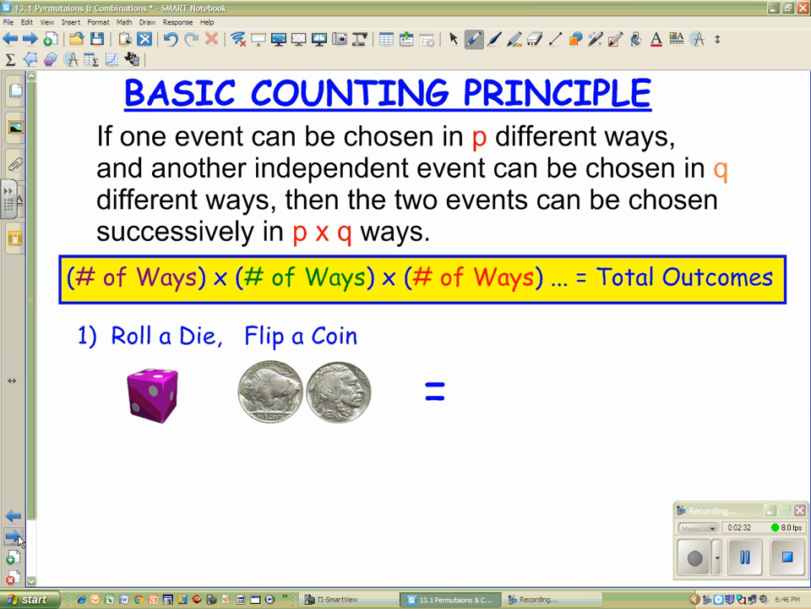Basic counting principle, a very easy and useful method of coming up with how many different ways something can occur. Just like we were talking about with this dice, 6 outcomes for the dice times 2 outcomes for flipping a coin gives us a grand total of 12 outcomes. A very easy principle. Take the number of ways the first event can occur, the number of ways the second event can occur, and if you had more events, the number of ways times the number of ways times the number of ways will eventually multiply out to give us the total outcomes.